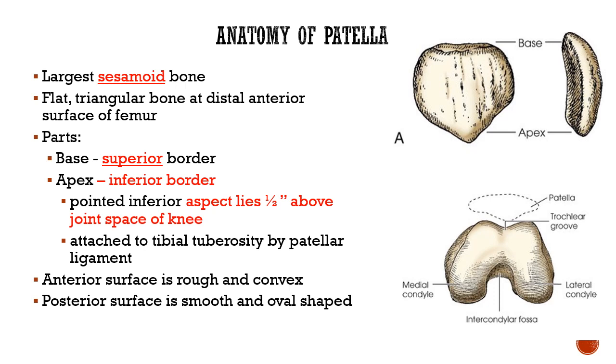The largest sesamoid bone that we have in the body is called the patella. The patella is a flat, triangular shaped bone. It's at the distal anterior surface of the femur. The base of the patella is the most superior portion, and the apex is on the inferior border. The apex has a pointed inferior aspect and is going to lie 1.5 inch above the joint space of the knee. It's attached to the tibial tuberosity by the patellar ligament. The anterior surface is rough and convex, while the posterior surface is smooth and oval shaped for attachment to the femur.